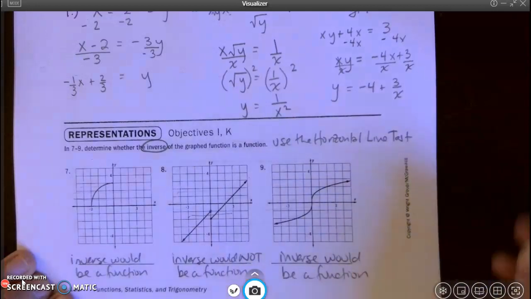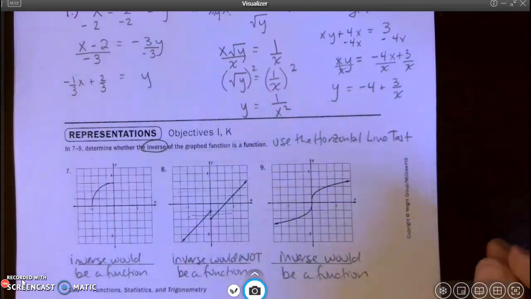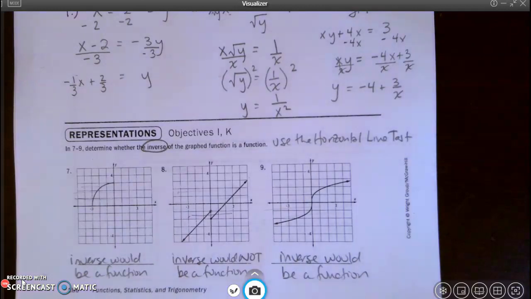Okay. And now you can do the other 3.8 lesson master using this one to help you.